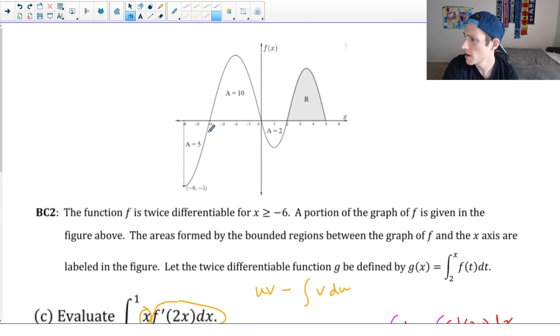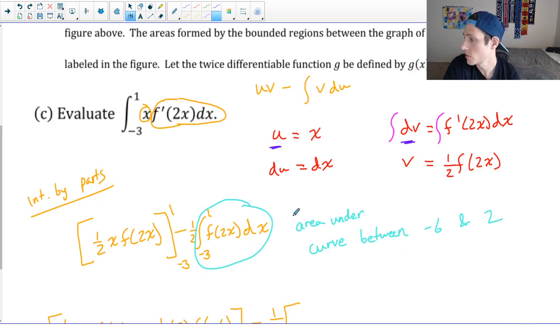Well, let's go back up to my graph. -6 to +2, we've done that area before. We did that in the last part of the question. 5 and 2 represent negative areas, so that's -7. But then this +10, so that represents an area of 3.